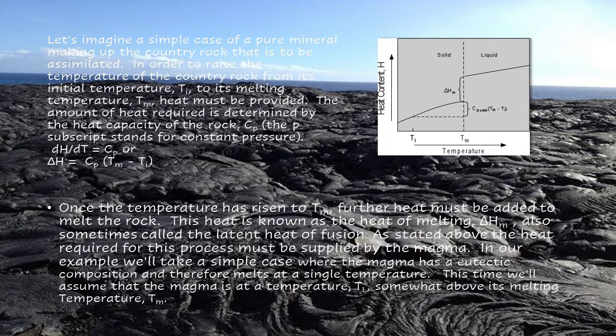As stated above, the heat required for this process must be supplied by the magma. In our example, we will take a simple case where the magma has a eutectic composition and therefore melts at a single temperature. This time, we will assume that the magma is at a temperature somewhat above its melting temperature.